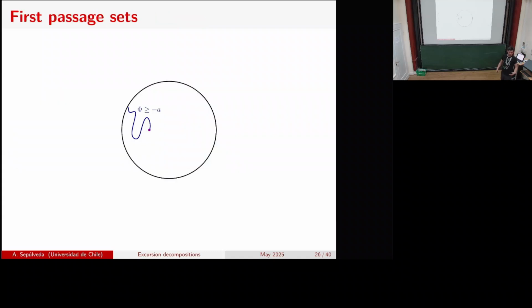And now we have to build the other set. So we have exited minus a, b. It's natural to want to exit minus a, infinity. So these are the first passage sets, and they have to be thought of in the same way, meaning a point belongs to my first passage set if there is a path connecting it to the boundary where the GFF itself is always bigger than minus a.